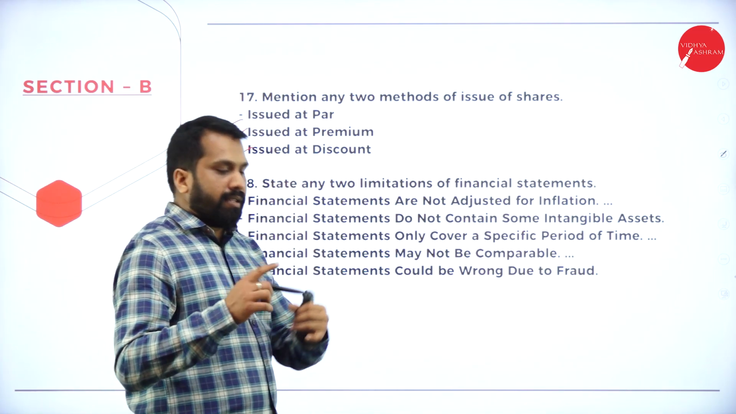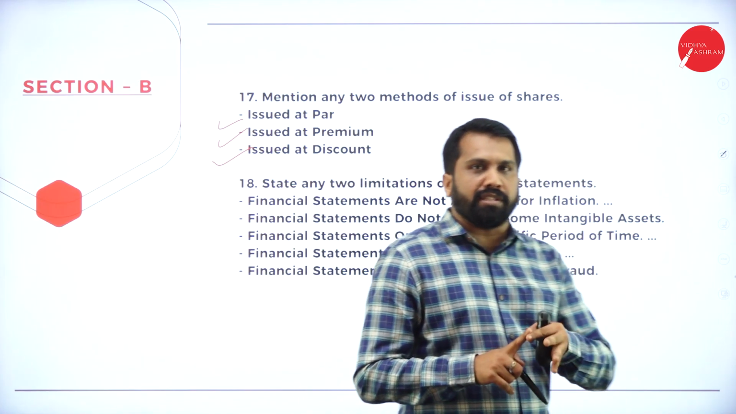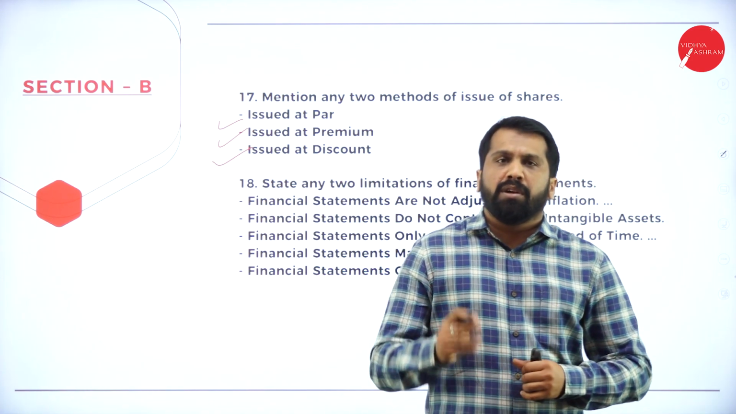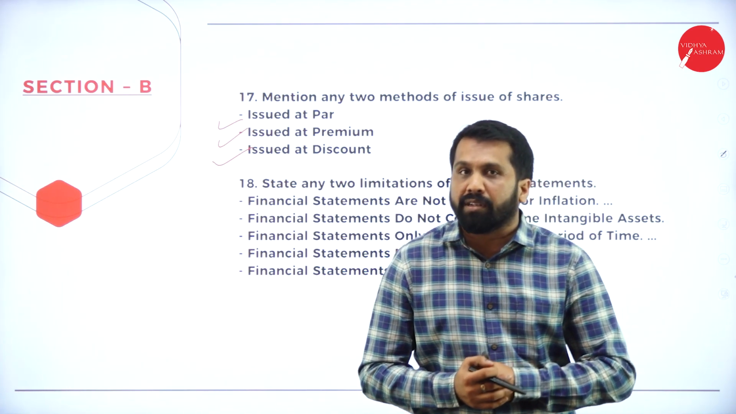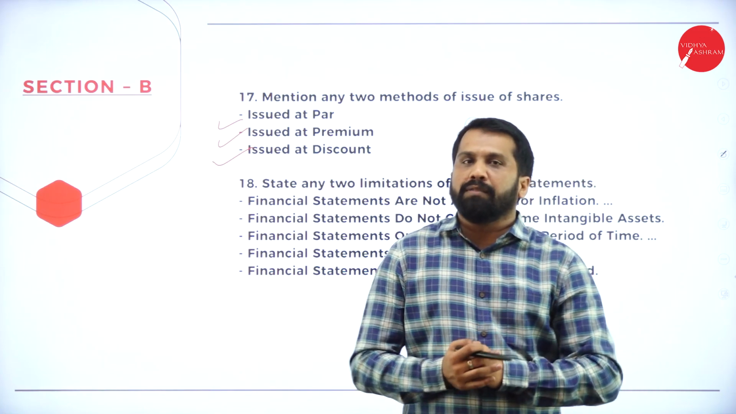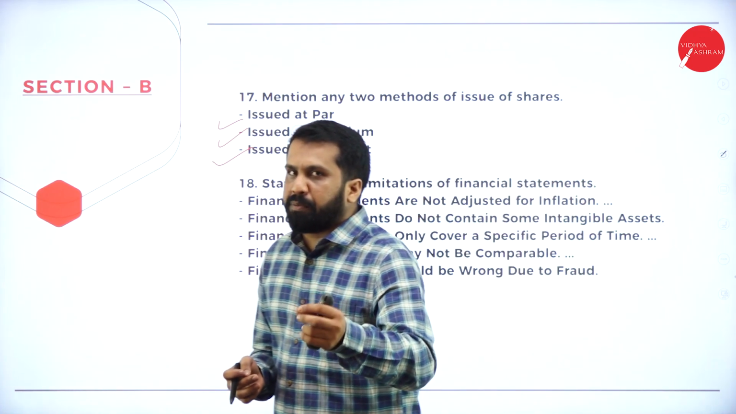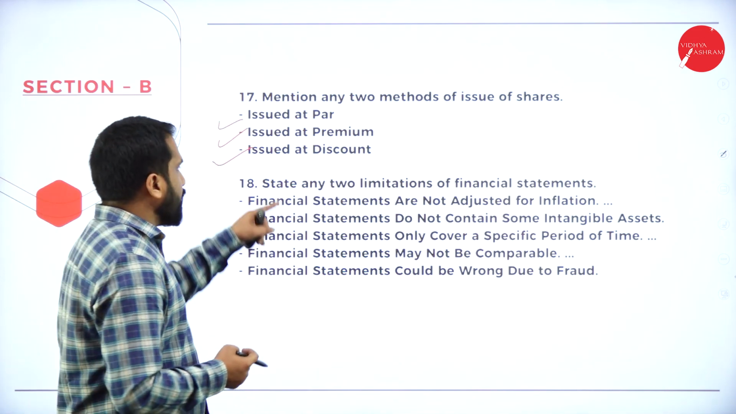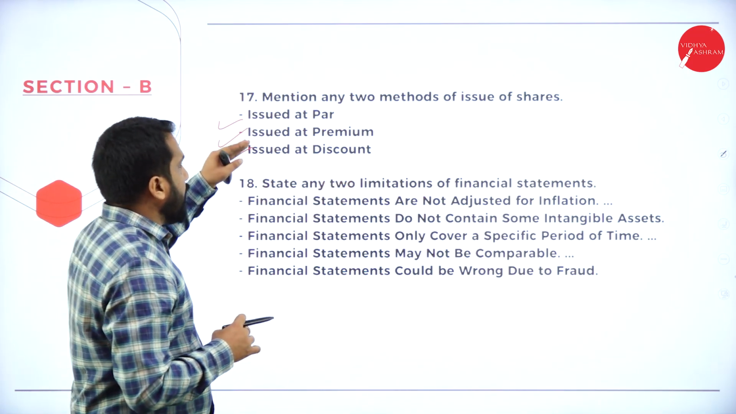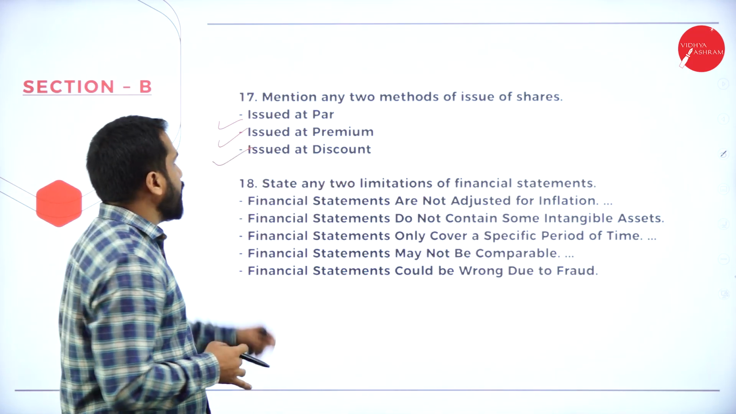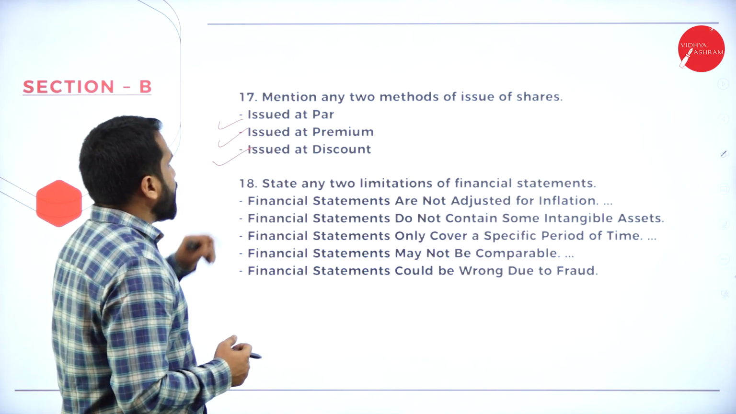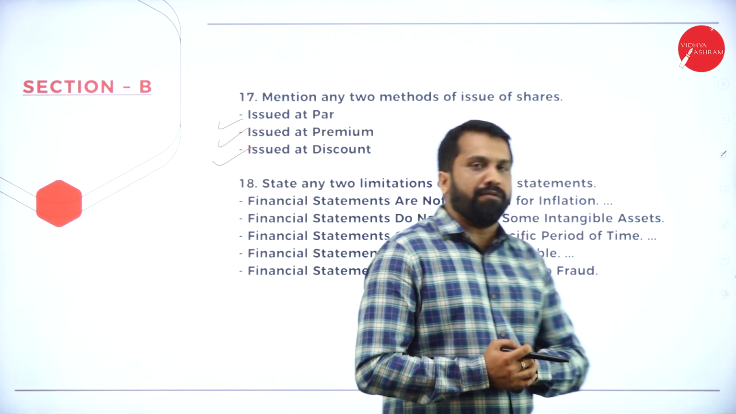What is a discount? The hero, heroine, director, producer, cameraman, everybody are newcomers, so nobody is willing to watch that movie. Then what will they do? They will give an offer of 40% off, 60% off. For a 150 rupees ticket, you just pay 100 rupees and watch the movie. That is called discount. On the ticket it is still mentioned as 150, but the price paid is less. That is par, premium, discount. Hope you are clear. Good. These are the 2 methods of issue of shares.